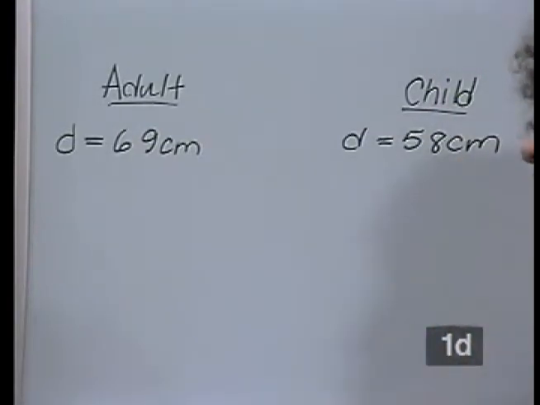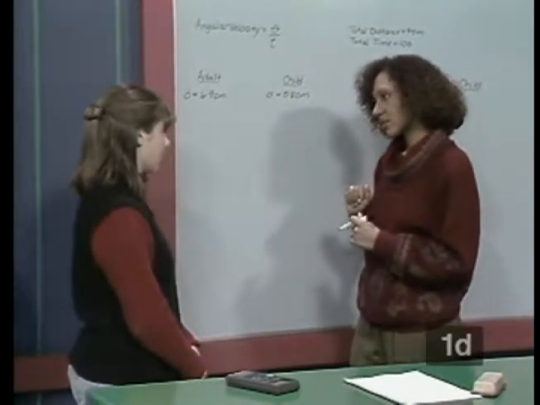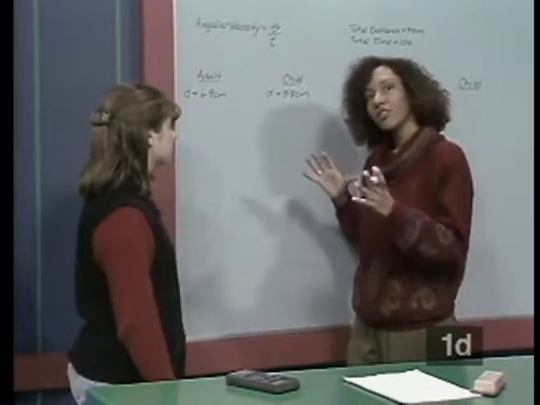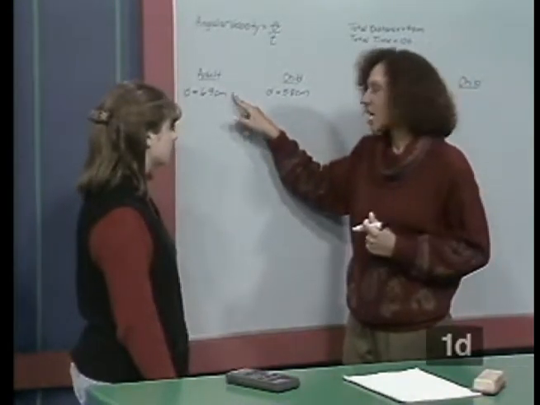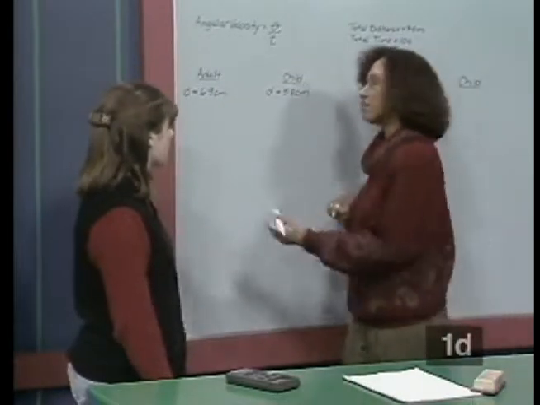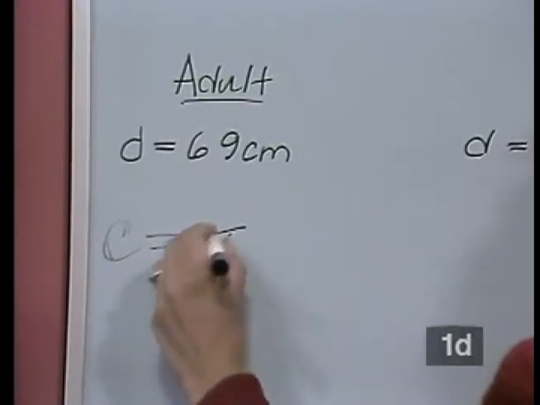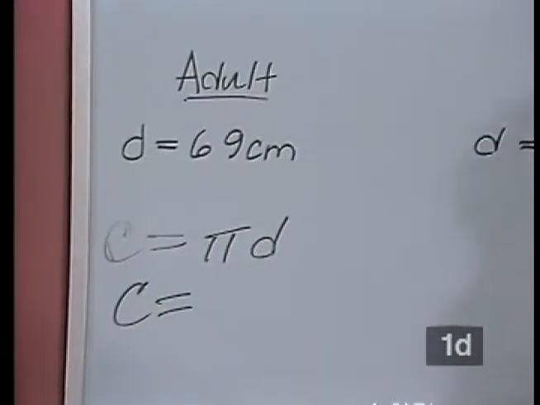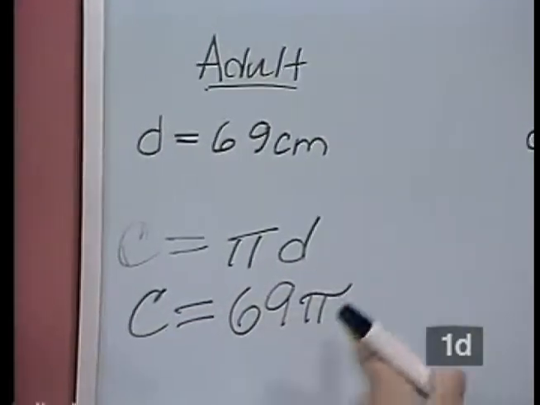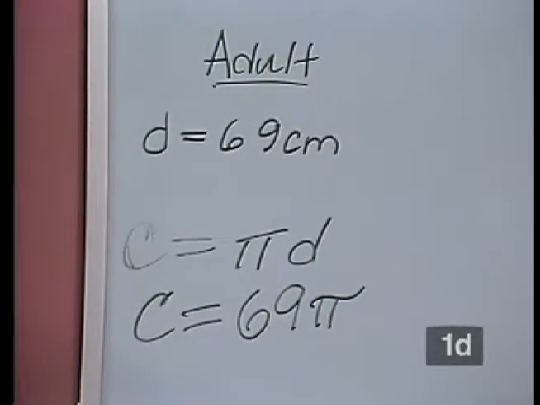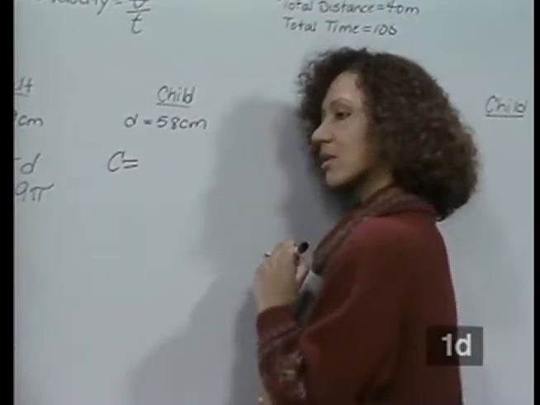Okay, so the first thing we need to do in order to calculate the angular velocity is what? We would need to find the circumference of both wheels. Right, because we need to find out how many rotations the bicycle wheel is making in a particular unit of time. So what we're going to do is find the circumference of each wheel. Circumference, of course, is equal to? Pi d. Pi times diameter. So the circumference here would be? 69 pi. 69 pi, and we could transform that to a decimal, but it's equally okay to leave it as 69 pi. The child's bicycle wheel then has a circumference of? It would be 58 pi.